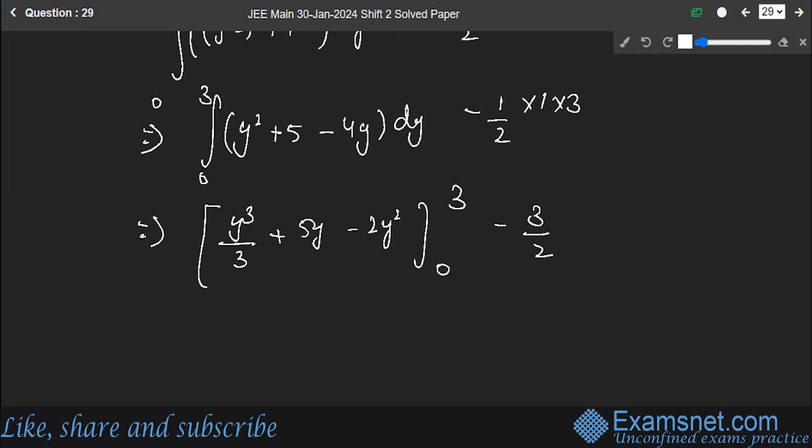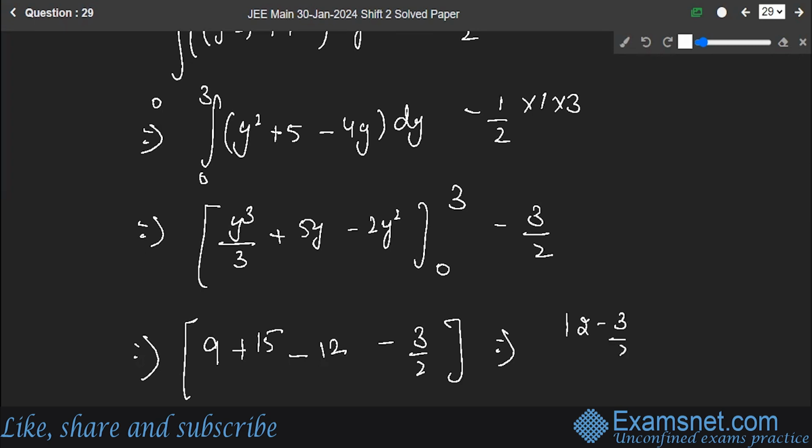Right? So this will be 9 plus 15 minus 6. 4 2s are 12, and minus 3 by 2. This will be 12 minus 3 by 2. This will be equal to 24.